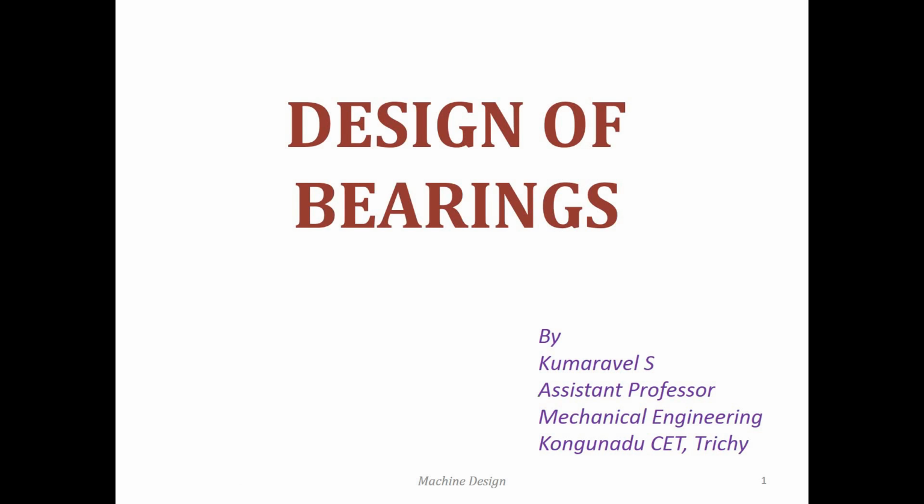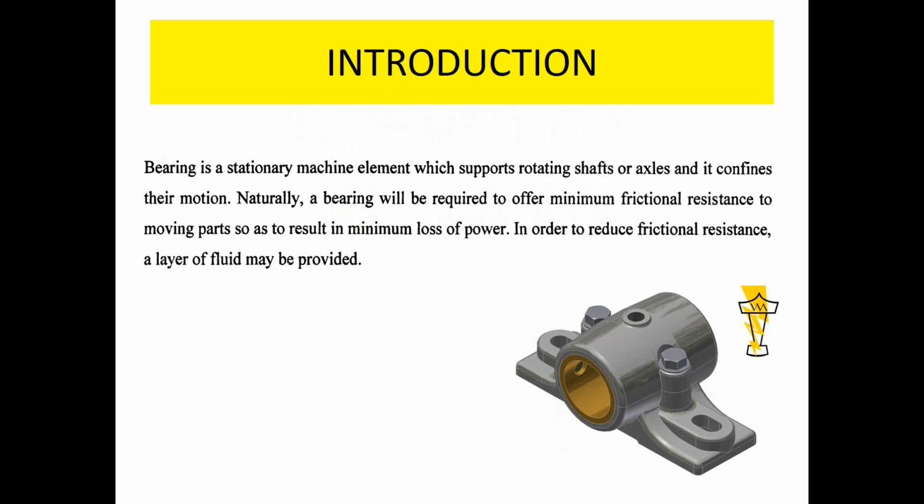Now we are going to see about design of bearings. First of all, what is meant by bearing? A bearing is a stationary machine element which supports another moving machine element. It can be known as a journal. It permits a relative motion between the contact surfaces of the members while carrying the load.